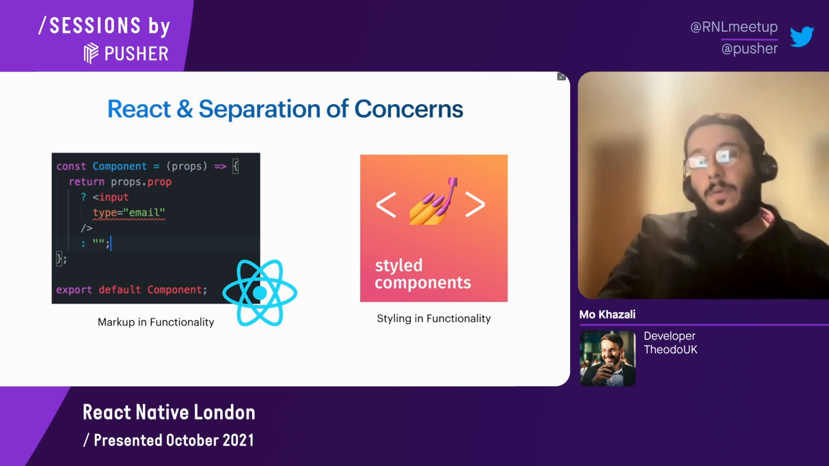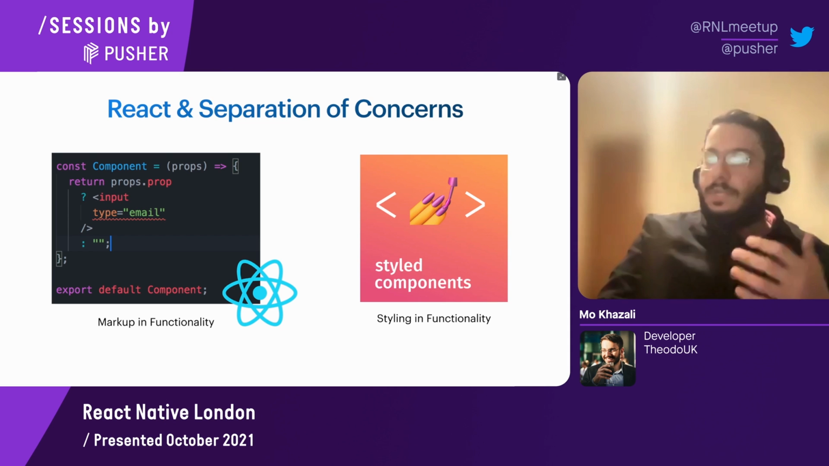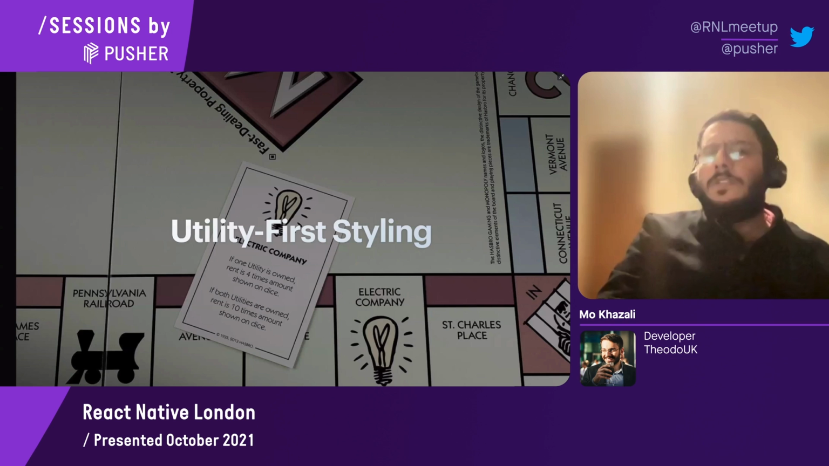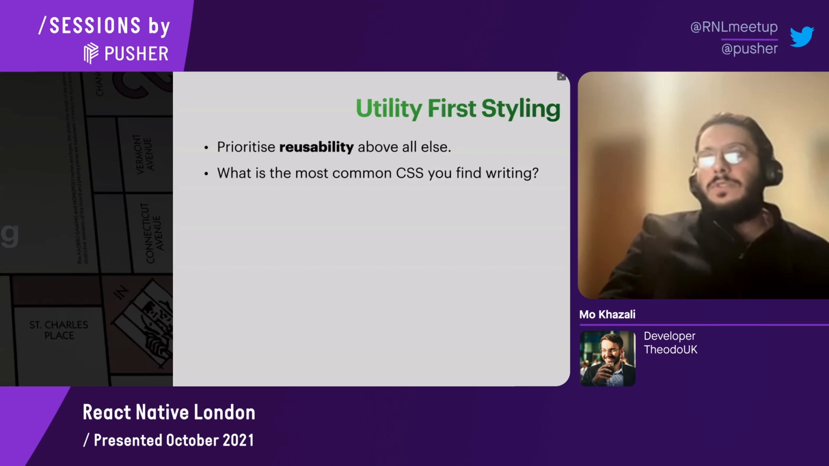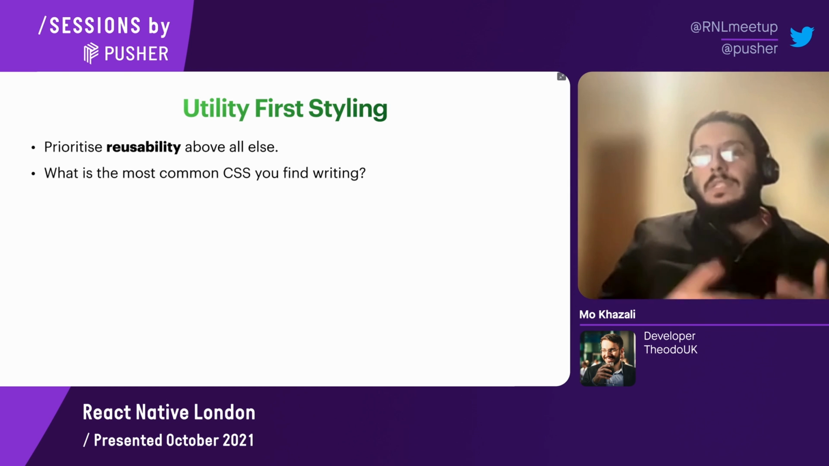And that leads us forward to utility-first styling. This is an alternative approach. So what does utility-first styling mean? The idea is that you prioritize reusability above all else. And so you start asking yourself what is the most common CSS that you find yourself writing. And I'm sure that there are things that you find you are consistently adding into your code.